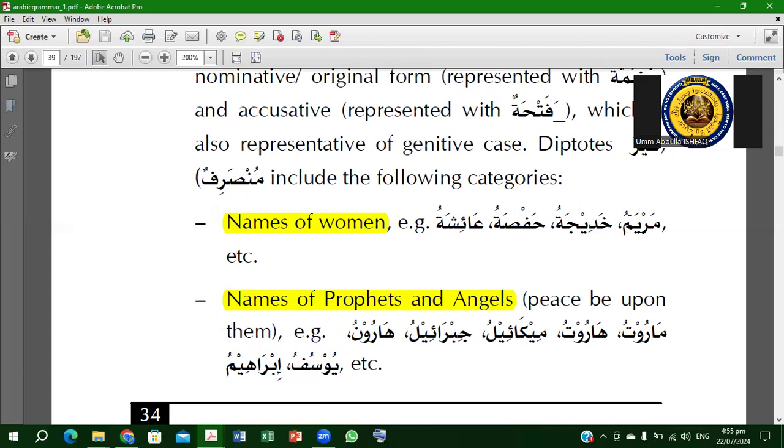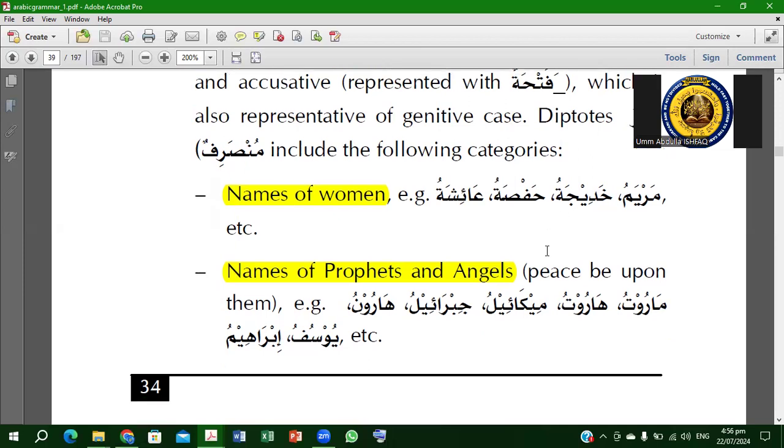Maryamu or Maryam. Maryamu is halat rafa. In halat nasab, it will be Maryama. In halat jar also, it will be Maryama. It can never be Maryami. Okay, and it can never be Maryamun. So no tanween, no kasra. Okay, this is partly flexible. All women names are partly flexible.